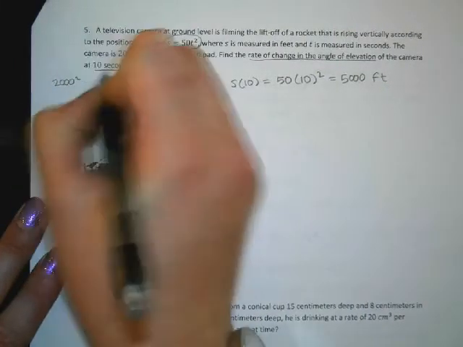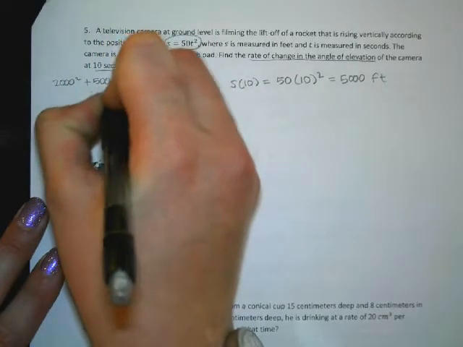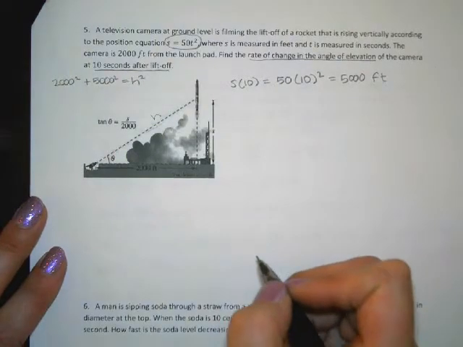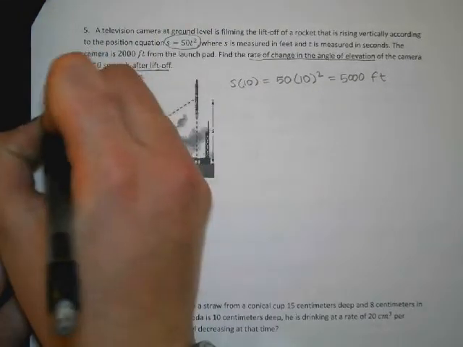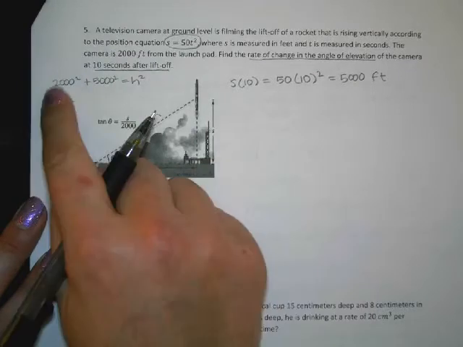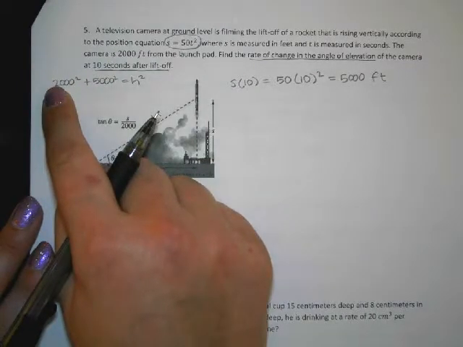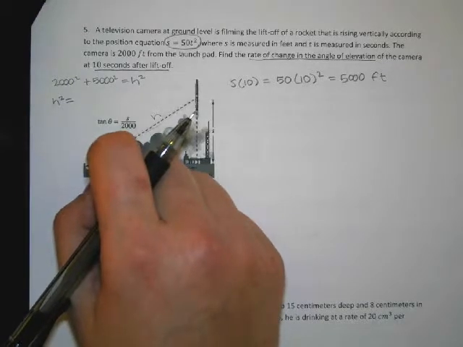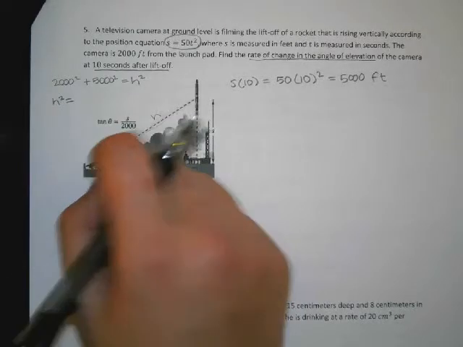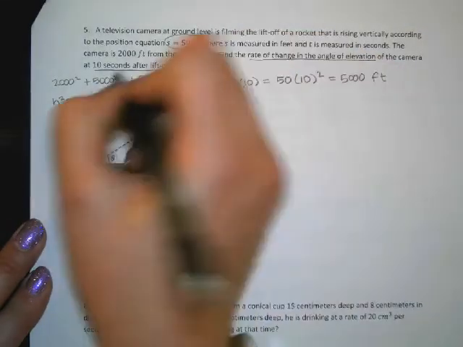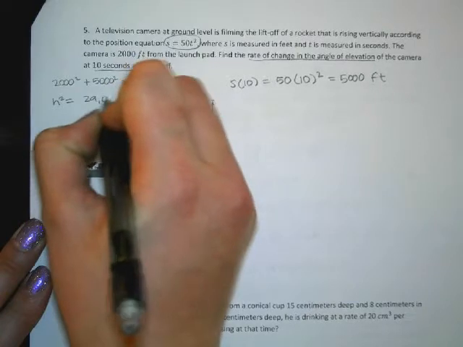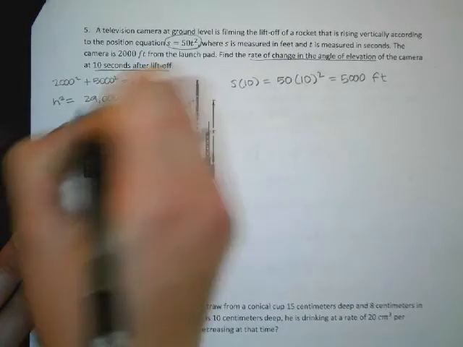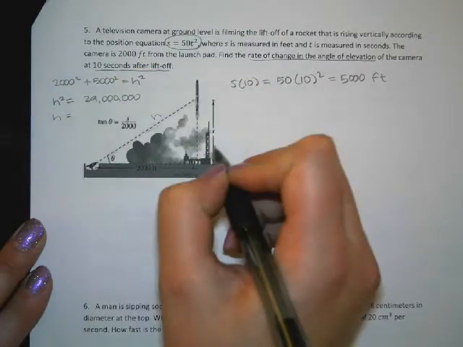Okay. So we're going to say 2,000 squared plus 5,000 squared equals H squared. And so H squared equals, it's going to be a lot of zeros. Actually, we're going to be using calculators today, so if you want to go grab a calculator. That's 4 million plus 25 million. It's 29 million. How many zeros?